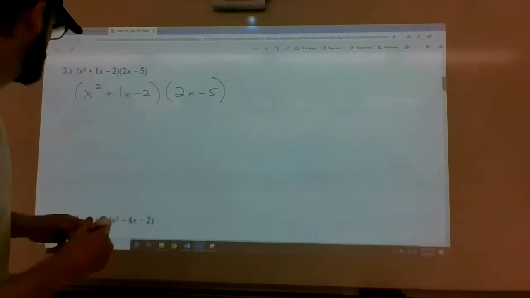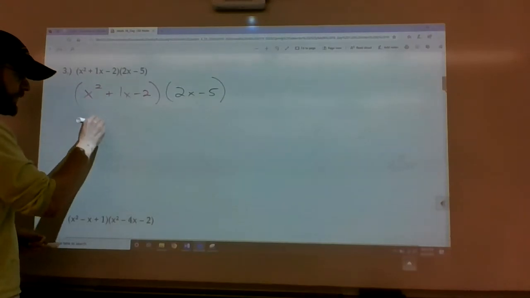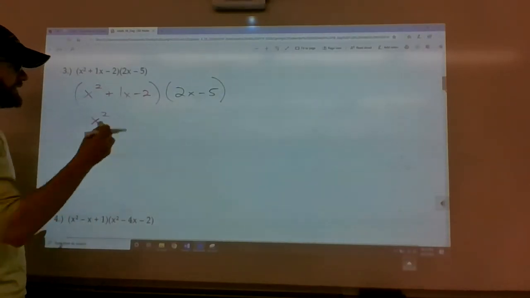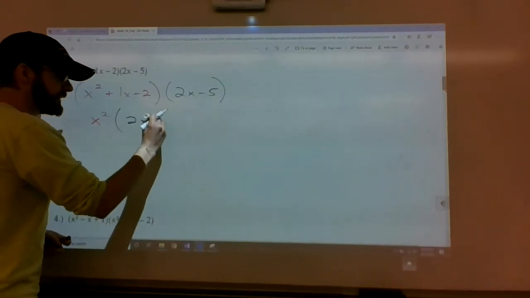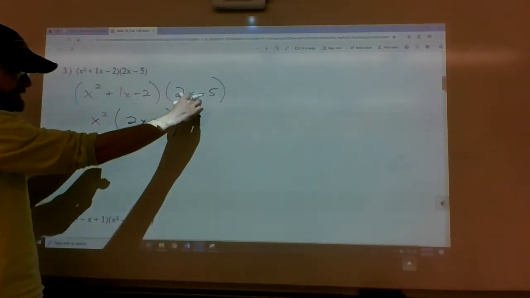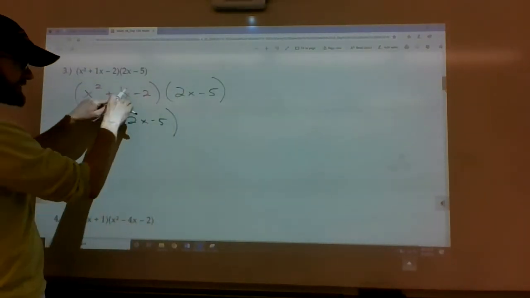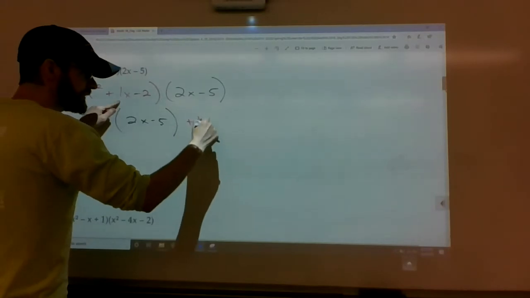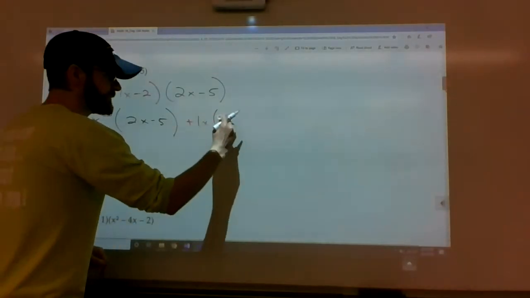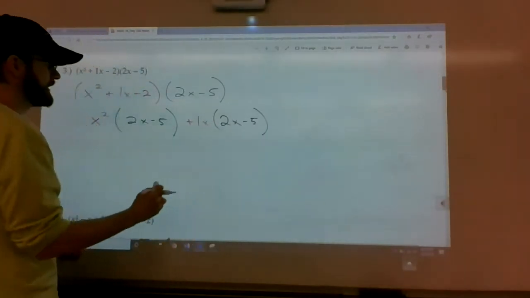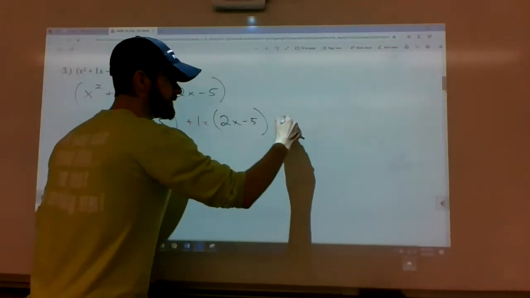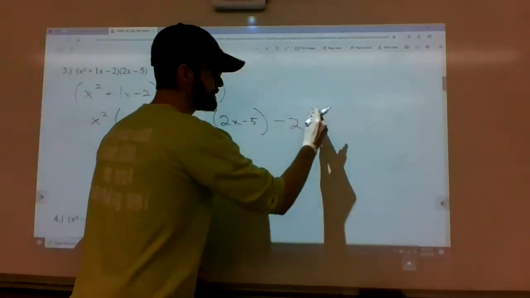By separating it into 3 parts, that's pretty much just visualizing what we're trying to do here. So it's x squared times the second, 2x minus 5. All right, we took care of that one. Then it's plus 1x times 2x minus 5. And then it's minus 2 times 2x minus 5.